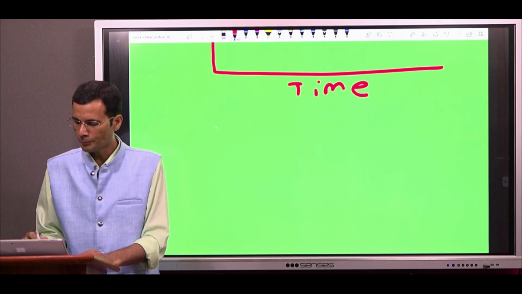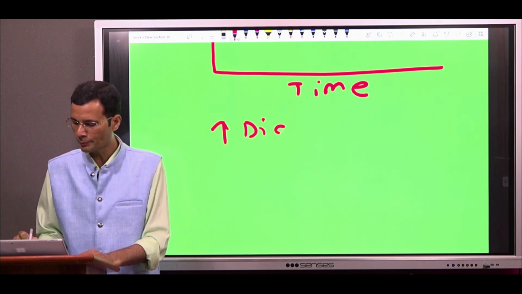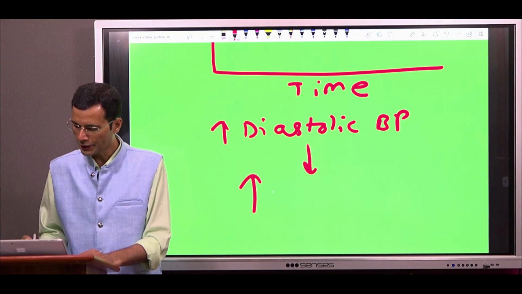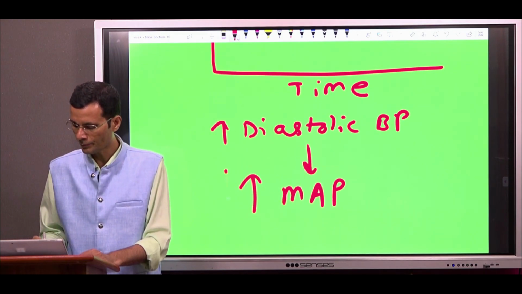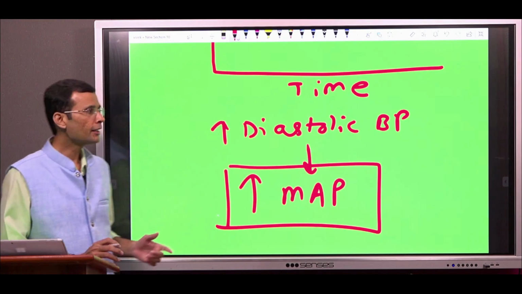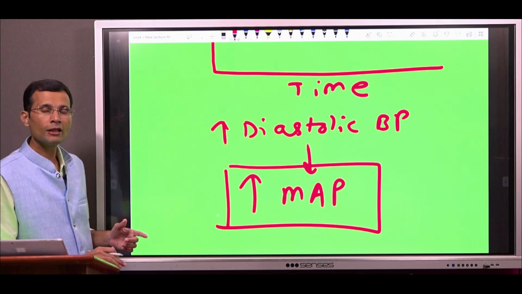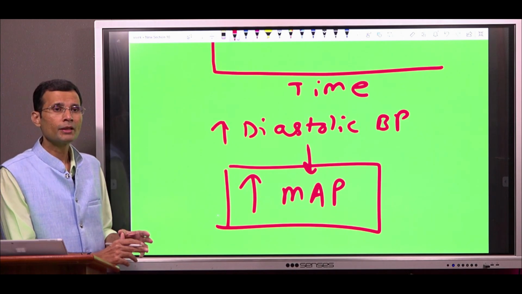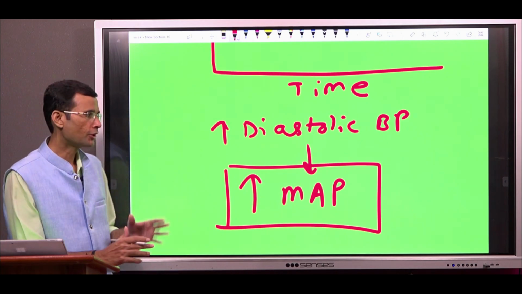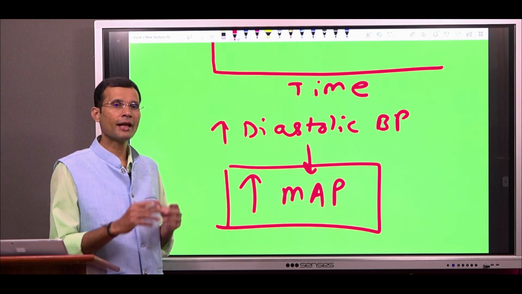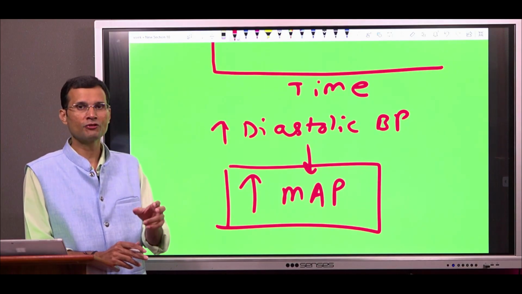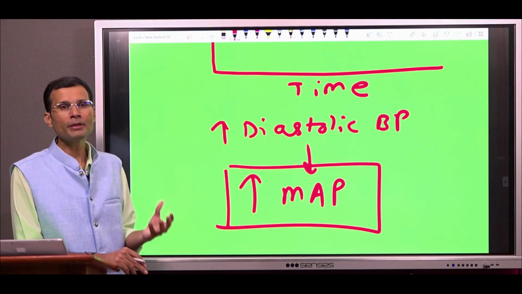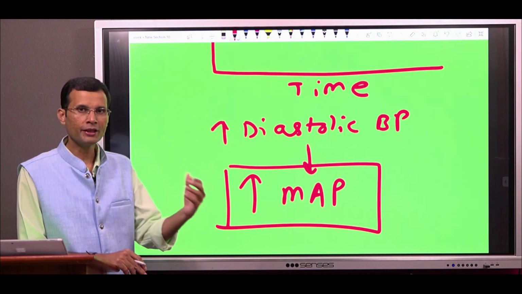If there is increased diastolic blood pressure, even the mean arterial pressure will increase. Mean arterial pressure mostly is slightly closer to the diastolic blood pressure. Mean arterial pressure is calculated like this: diastolic blood pressure plus 1/3 of pulse pressure. So if the diastolic blood pressure increases, the mean arterial pressure also will increase.